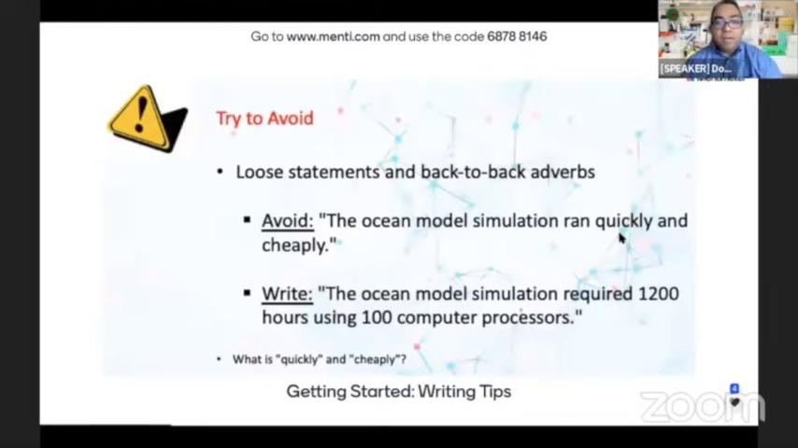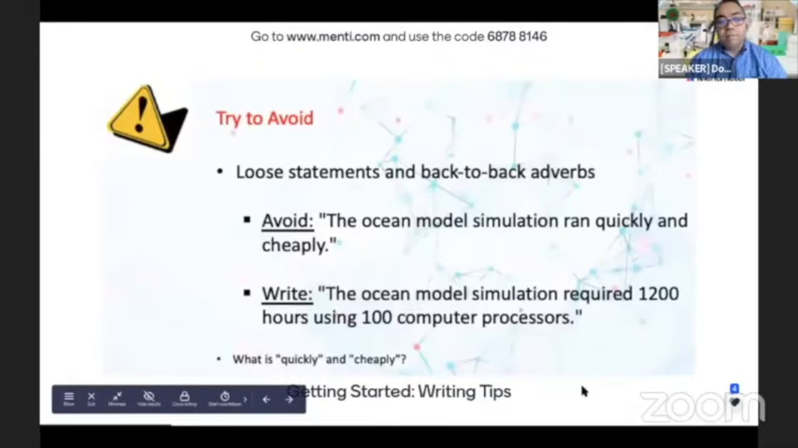No? Anong ginamit mong data? Anong parameter? Okay, so ito, this is more specific. Okay, so it required 1,200 hours. How cheap? Ayan, 100 computer processors. So something like that. Okay, mas defined ang quickly and cheaply. No?